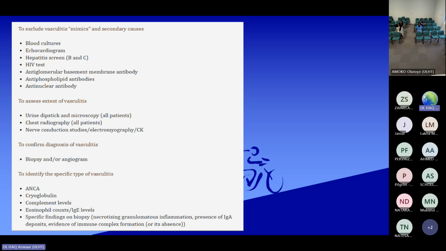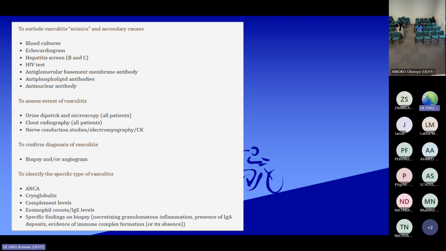If the ANCA is positive, then we run the two tests called PR3 and MPO. If the PR3 is positive and ANCA is positive, then suspicion is high. C ANCA and PR3 are much more specific for GPA, but P ANCA and MPO are much more specific for MPA. Cryoglobulins, we request those. We also request complement levels to find out about SLE, C3 and C4.